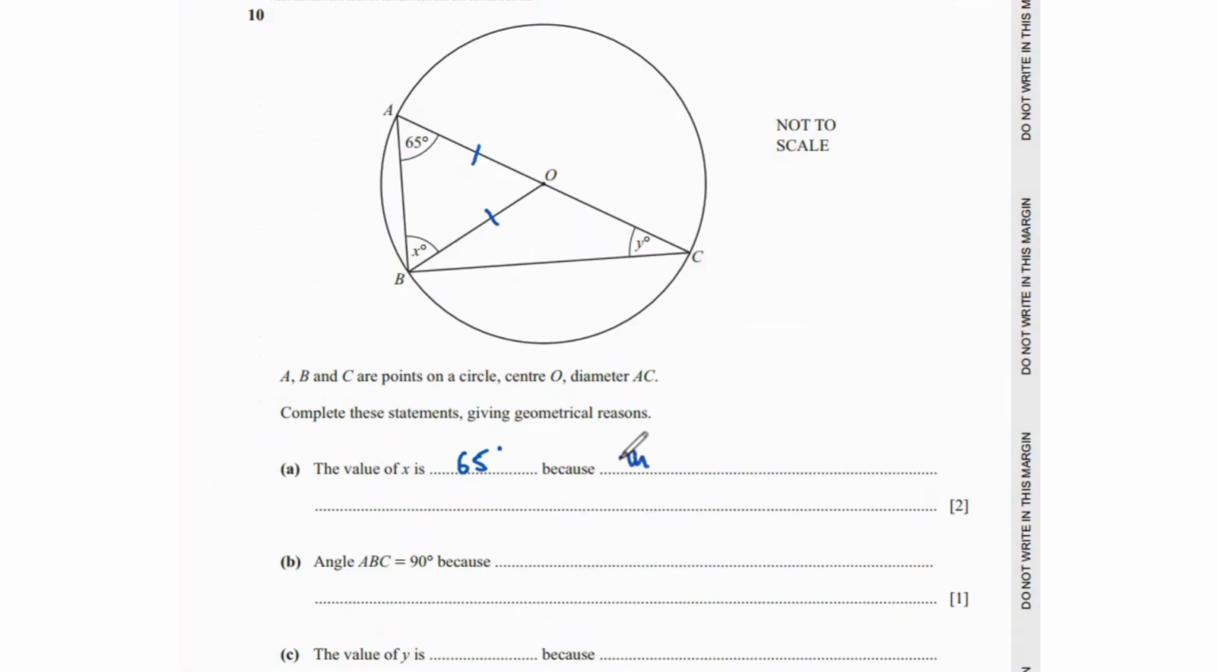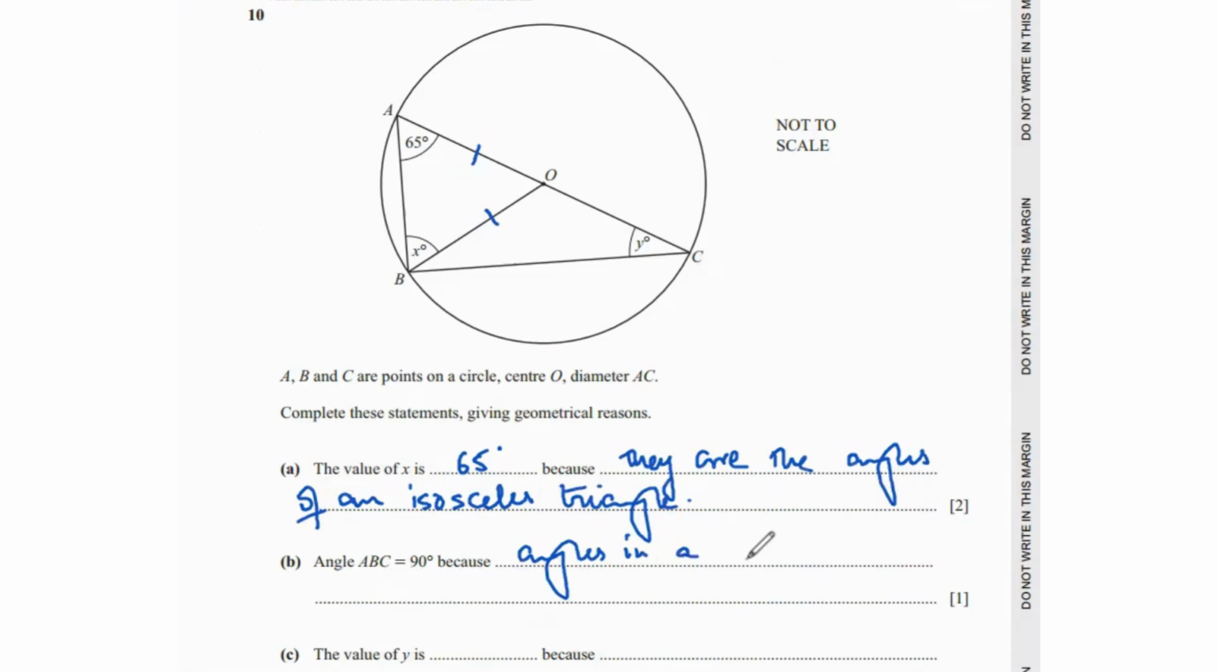Because they are the angles of an isosceles triangle, then angle ABC is 90 because angles in a semicircle equal 90 degrees. It's one of the circle theorems. Whenever your angle is coming out of a semicircle, given that it's coming out of a diameter, it's going to be 90.